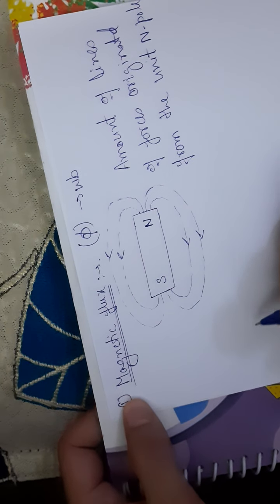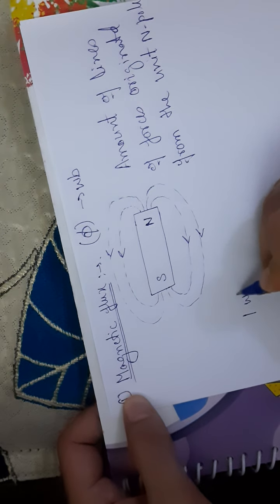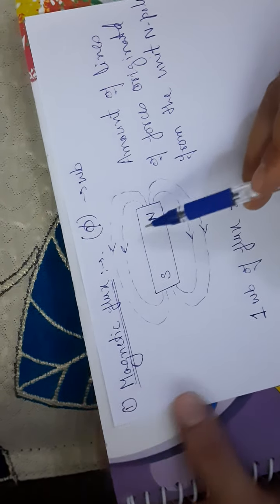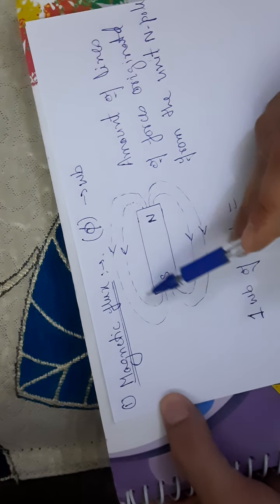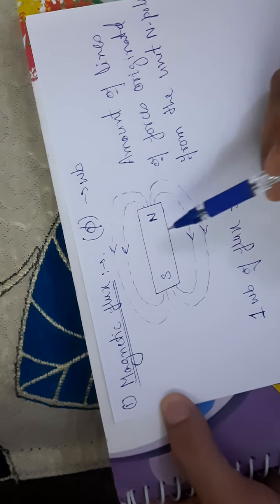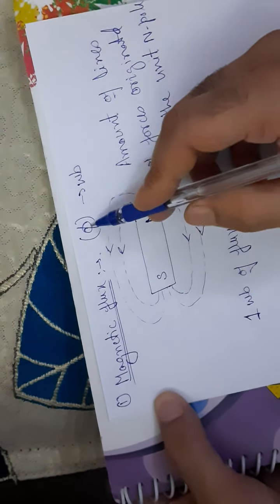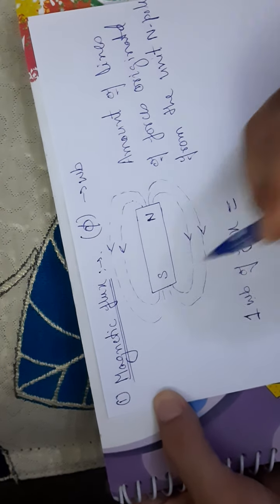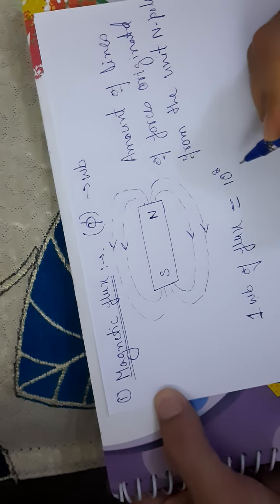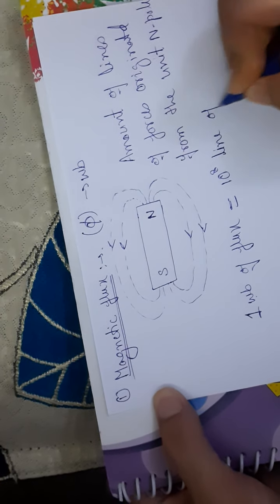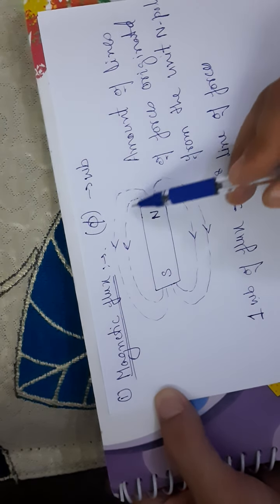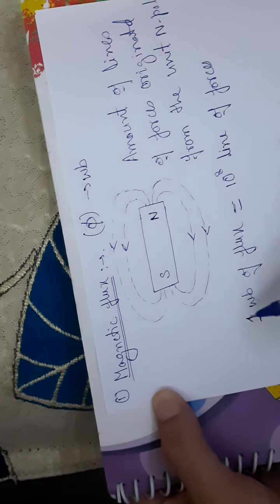And how will you say 1 Weber of flux? What do you mean by 1 Weber of flux? This flux is nothing but the number of lines of forces that originate from a unit north pole. If I have a flux of 1 Weber, it will be equivalent to 10 to the power 8 lines of forces. If 10 to the power 8 lines of forces originate from a unit north pole, I will say that 1 Weber of flux is produced. This is fixed.